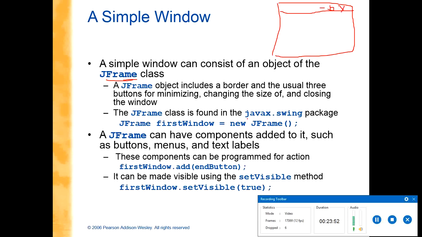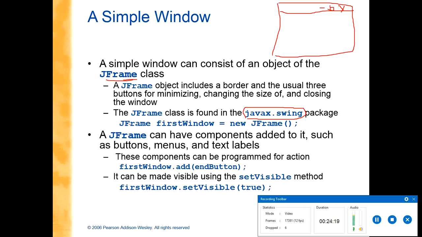JFrame is found in the javax.swing package. As I explained in the first slide, the two packages that are used for creating GUI-based programs are Swing or AWT. So JFrame is a class which is found in the javax.swing package. That means we need to import this package.